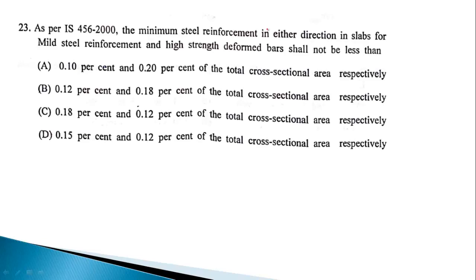Now let us move on to the next one. It's given as per IS 456, the minimum steel reinforcement in either direction in slabs for mild steel reinforcement and high strength deformed bars shall not be less than. Okay, so first of all you should know the percentage of steel. This table you should know.